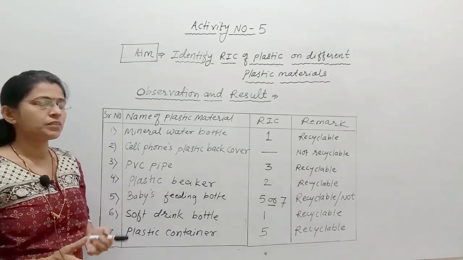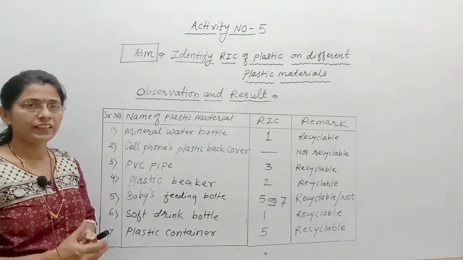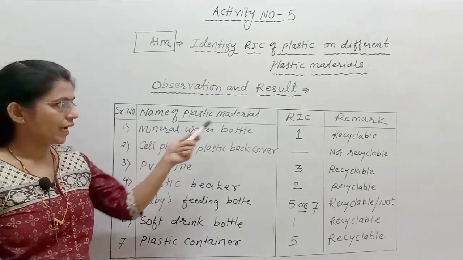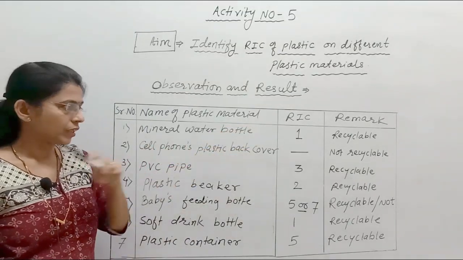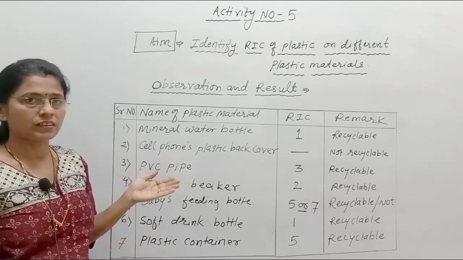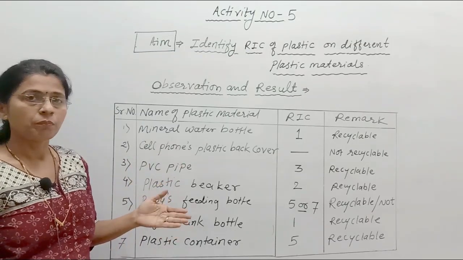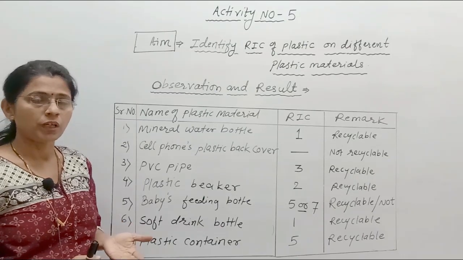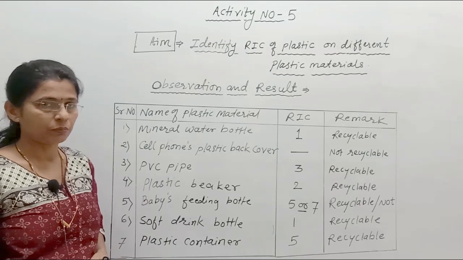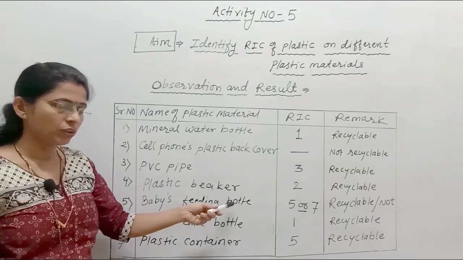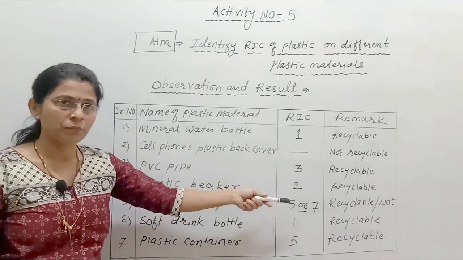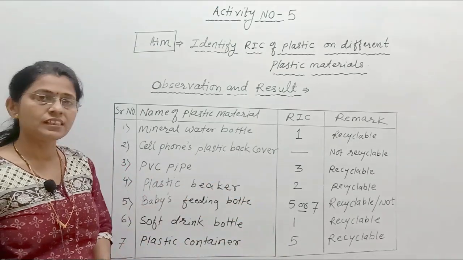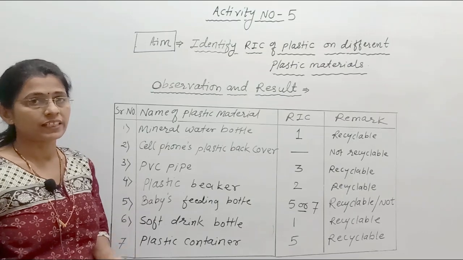See, we have seen various plastic materials and the RIC at the bottom of that plastic material. Note the plastic material and the RIC code on it. If the numbers are below 6, then it is recyclable. Numbers 6 and 7 are not recyclable, and with no number is also not recyclable. So for a baby feeding bottle, the number may be 5 or maybe 7. If it is 5, then it is recyclable, and if the RIC is 7, then it is not recyclable.